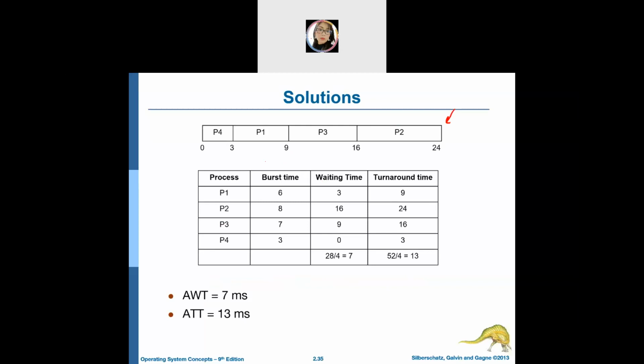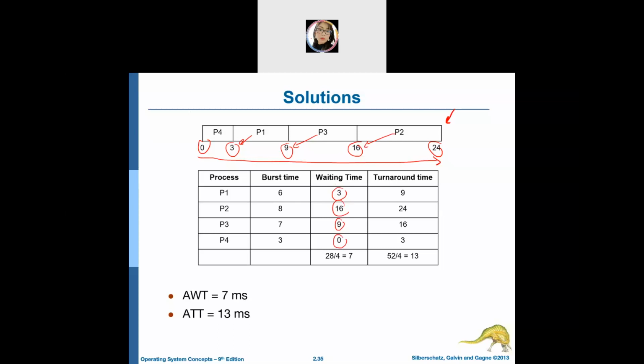Also, you are going to see what the waiting time is for each process. You find the waiting time. First for P4, P4 is 0, P1 is 3, P3 is 9, P2 is 16. So P4 is 0, P1 is 3, P3 is 9, and P2 is 16.